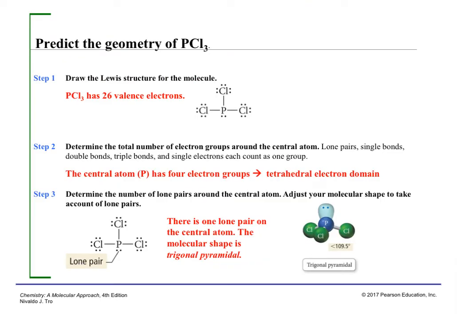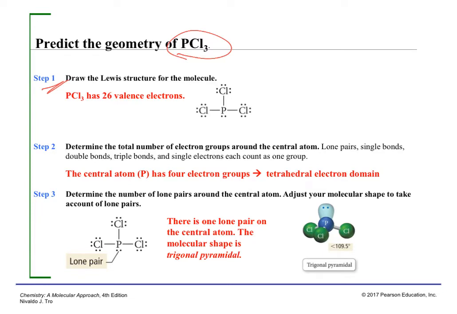Let's walk through an example. Let's say you were asked to predict the electron domain geometry and the molecular geometry for phosphorus trichloride. As I said before, step 1 is always to draw a Lewis structure.